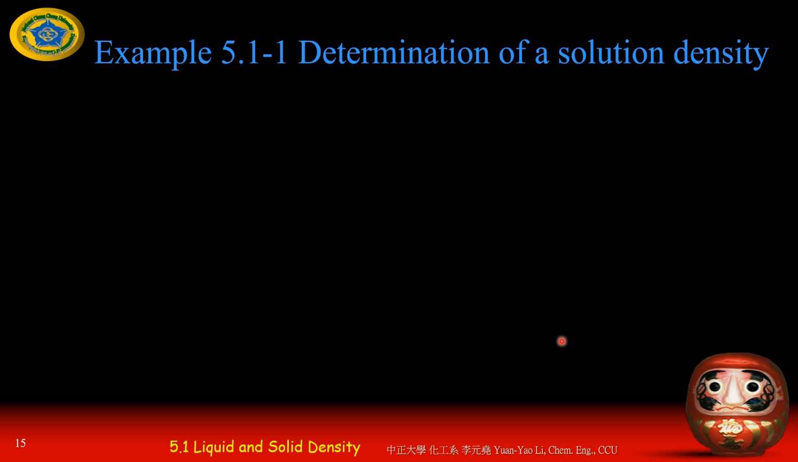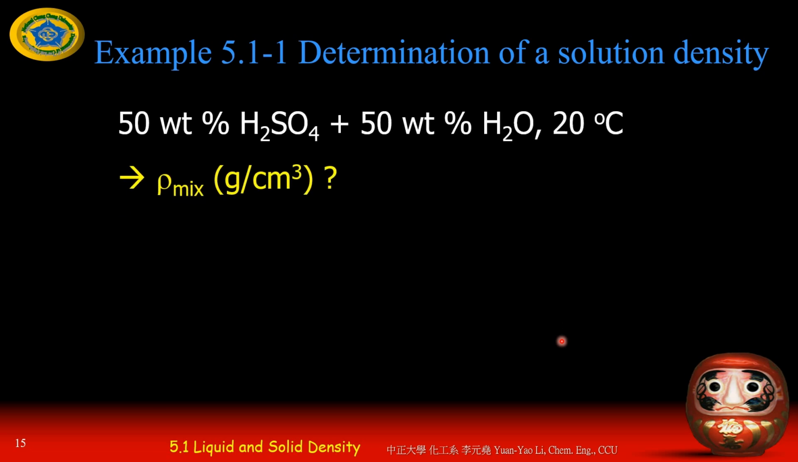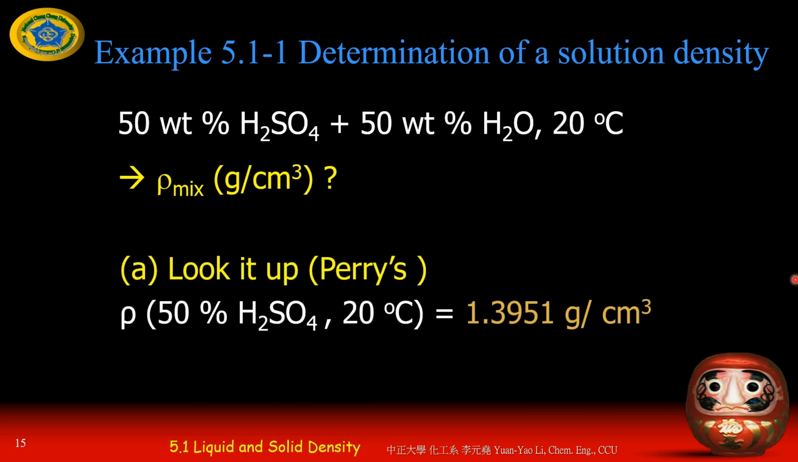Okay, so this is the example to show you how to determine a solution density. For example, this is a 50% H2SO4 plus 50% H2O at 20 Celsius. And the example wants you to find out the density of the mixture using the CGS system, gram per cubic meter. So the first thing you need to do is find out the density of the H2SO4 and the density of the H2O at 20 Celsius.